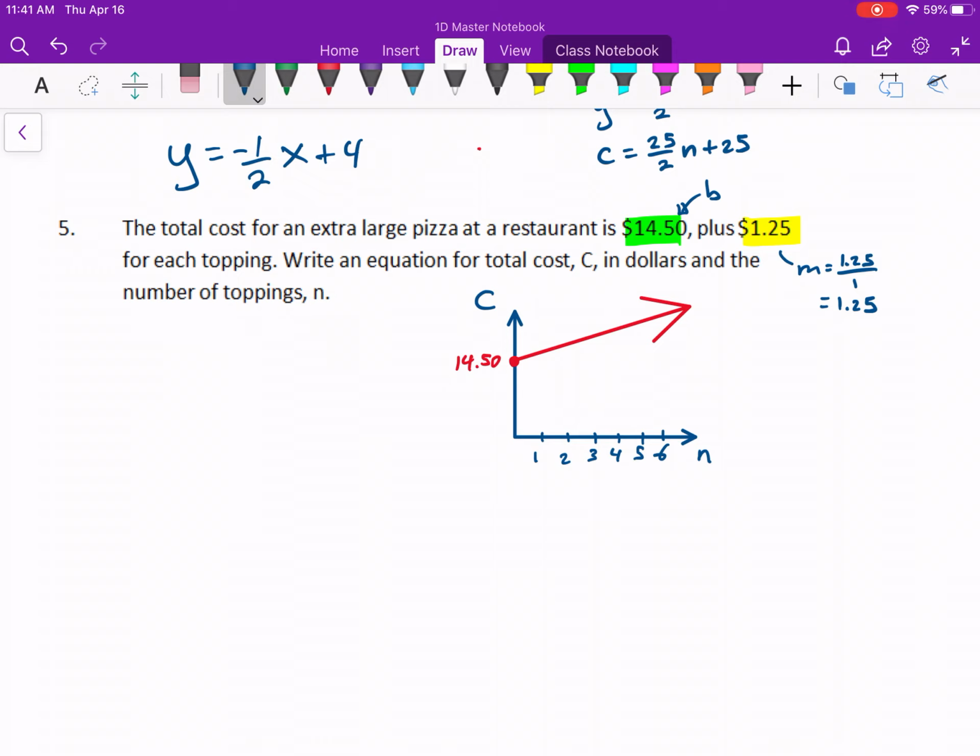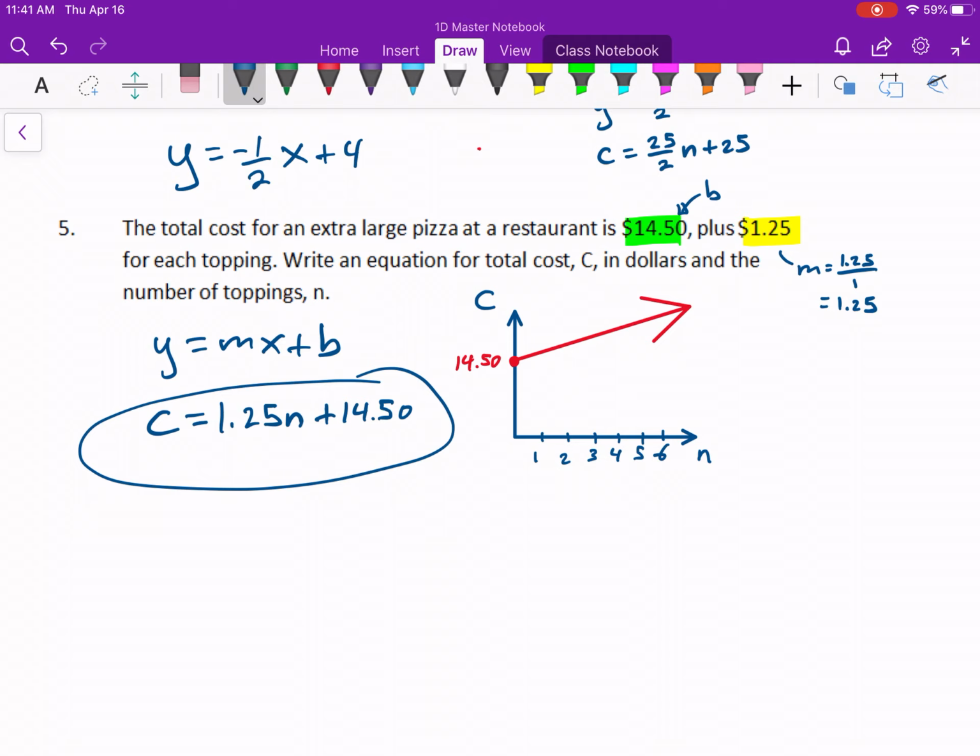So now we can write our equation. So y equals mx plus b, sure. But y is replaced with a c, so c equals 1.25n, which replaces x, plus 14.50. So here's an equation that you could use to calculate how much it would cost for a pizza from this pizzeria, depending on how many toppings you wanted to put on it.